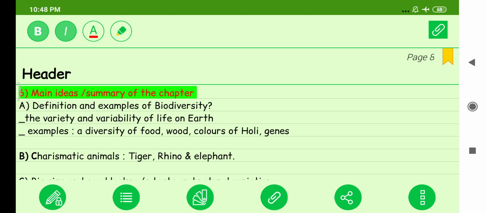Next is main ideas and summary of the chapter. When the chapter begins, first of all, we are introduced to the term biodiversity. We are given its definition and examples. Definition is simple: the variety and variability of life on earth. Bio, life, diversity, variety, different forms of life that we see around us, that is called biodiversity. Then these two authors give examples of food and wood and colors of holy and genes to make us understand better what this biodiversity means.